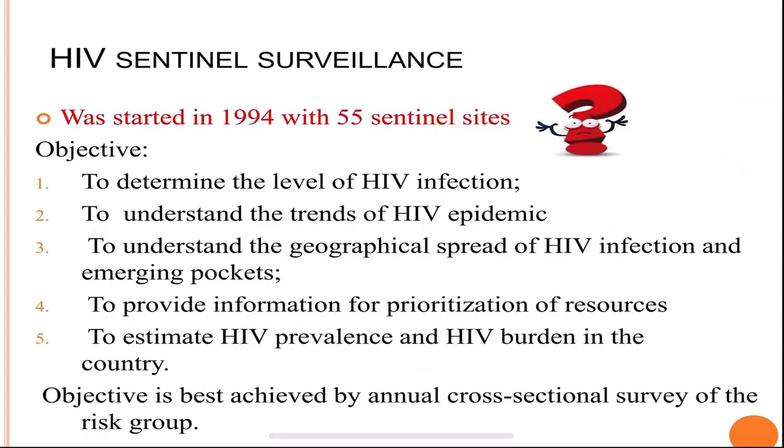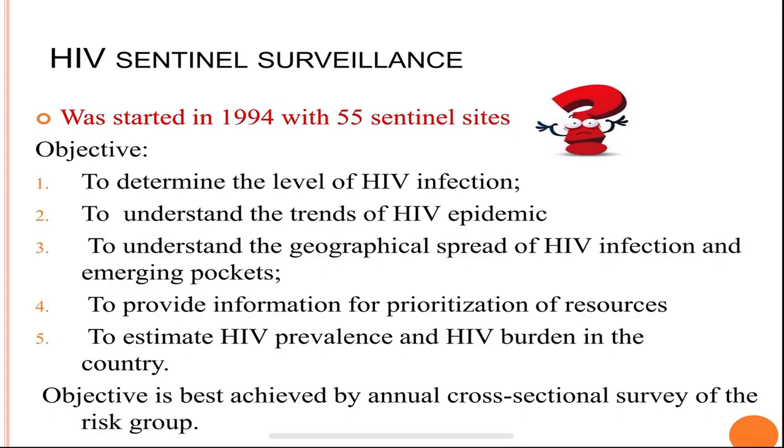HIV sentinel surveillance. So now we are discussing HIV sentinel surveillance. We know what sentinel surveillance is now. This HIV sentinel surveillance was started in the year 1994 with 55 sentinel sites.